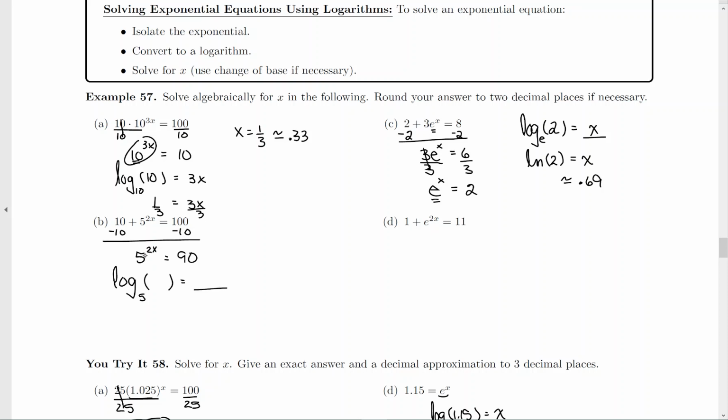Well, if it's 5 to the 2x here, it's not going to be 5 and a 2x here. It's going to be 90. And the 2x goes on the other side. That's 2 times x, so to unhook that, I've got to divide it to both sides.